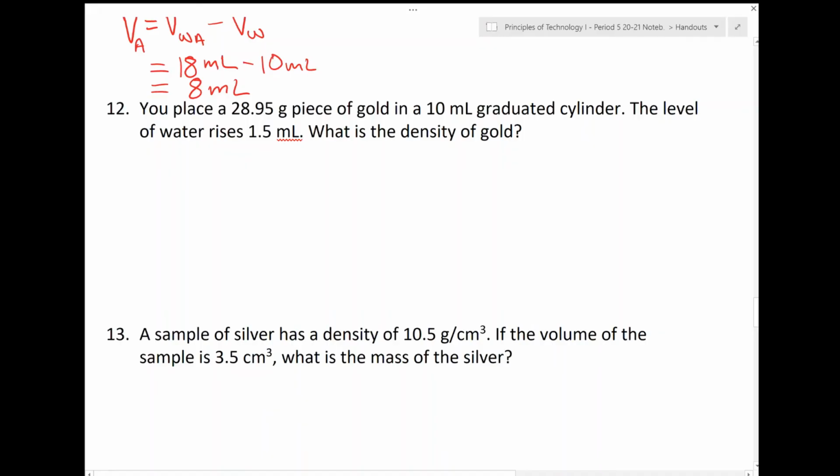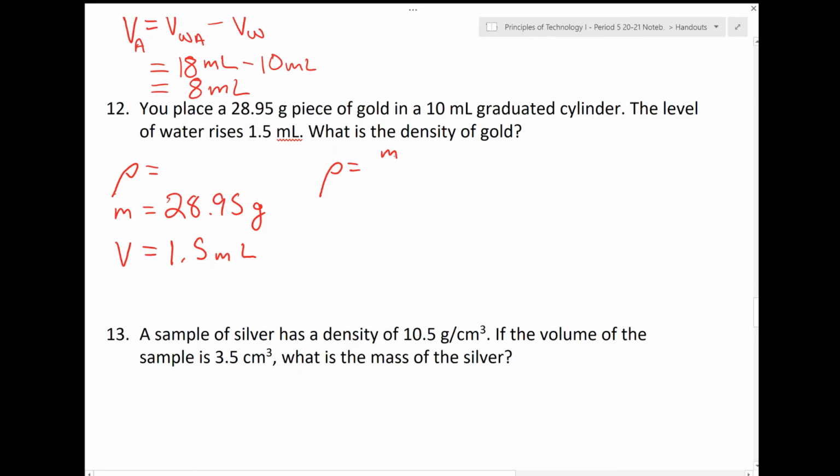Number 12 says, you place a 28.95 gram piece of gold in a 10 milliliter graduated cylinder. The level of water rises 1.5 milliliters. What is the density of gold? Again, looking for density, we're given that the mass is equal to 28.95 grams. We are given the volume in this case because it tells us how much the water rises, not the total volume of the water and the gold together. So the volume is 1.5 milliliters.